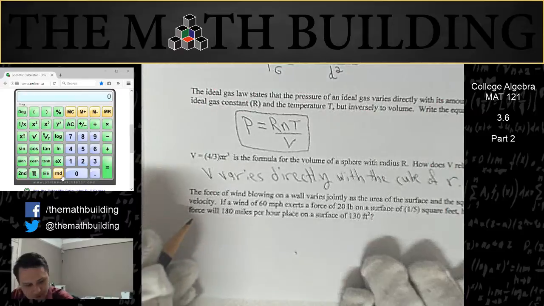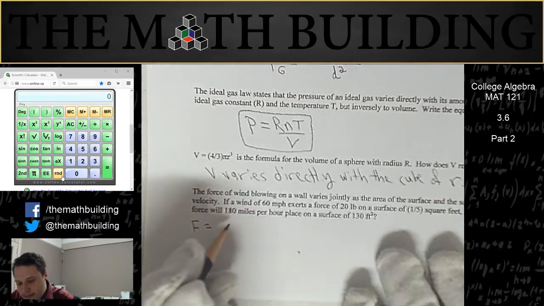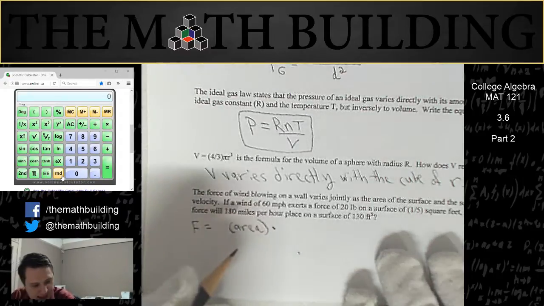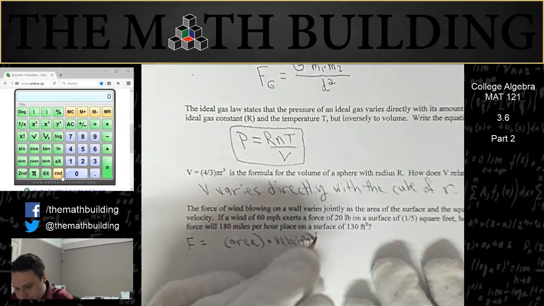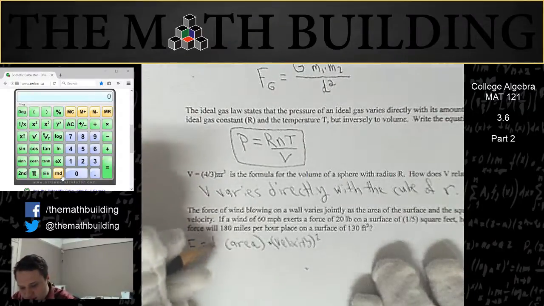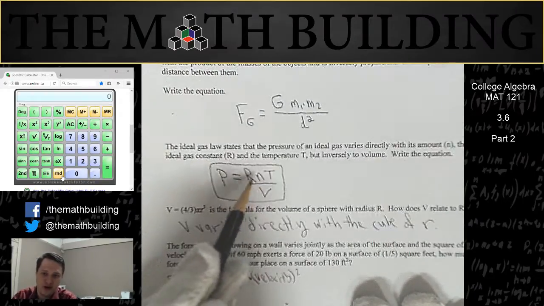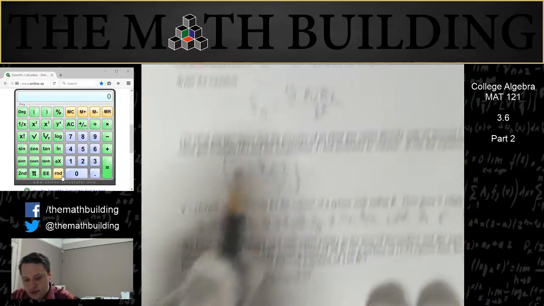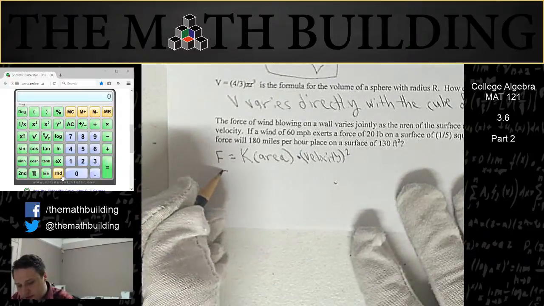So let's write that down. The force is going to equal, jointly with the area and with the square of the velocity. And can you see what I've left off? That's right, I've left off my constant of variation. By the way, in this equation, remember r was the constant of variation, so we didn't need a k in that one. And we didn't need a k here because g was the k. Okay, so there's the formula. Let's clean this formula up a little bit.